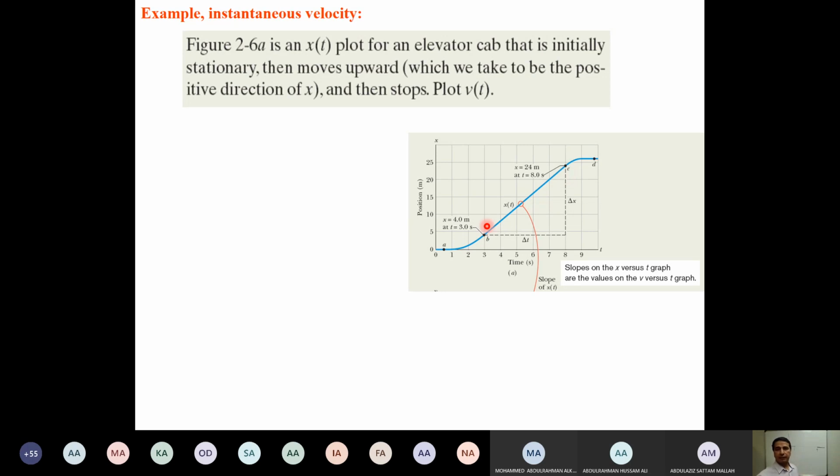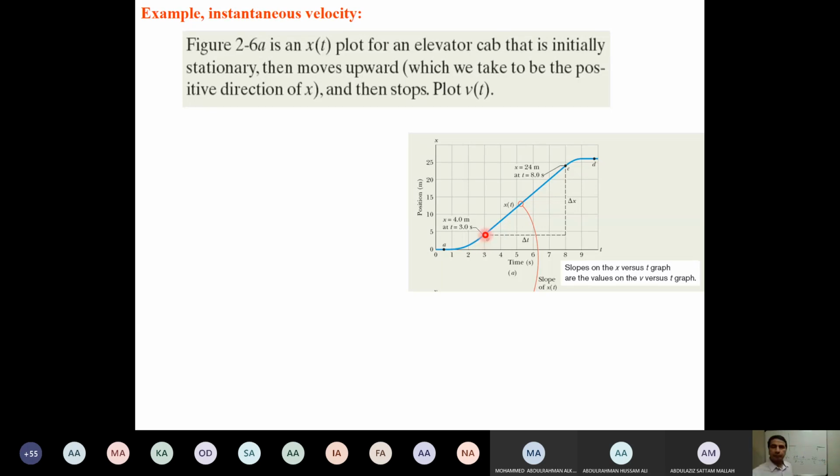So let's choose these points on the graph. One is the point B and another one is the point C, and determine the velocity. The points are already shown. Here x is 24, and I am subtracting 4 from it, and the time for the position C is 8 seconds, and I'm subtracting 3 seconds from that. So here you see that it is 20 divided by 5. It gives me 4 meters per second.